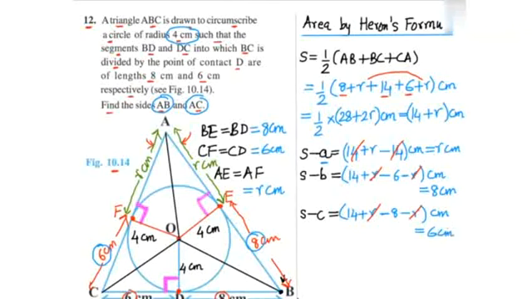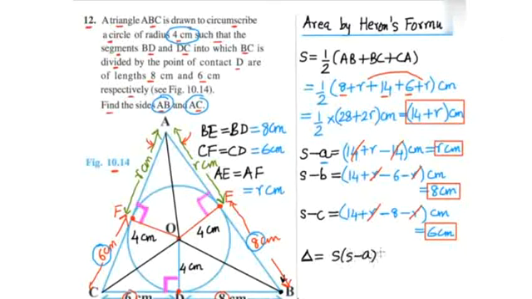Okay, so now we have all the values that we need to apply Heron's formula. We have the value of s, we have s minus a, s minus b, and s minus c. Now let's apply Heron's formula. What is Heron's formula? Do you remember it? So the area, let's represent it by delta, is given by the square root of s into s minus a into s minus b into s minus c. So this is Heron's formula. Let's plug in the values.